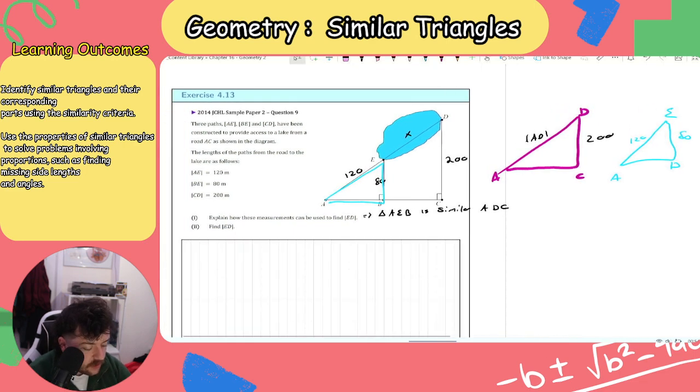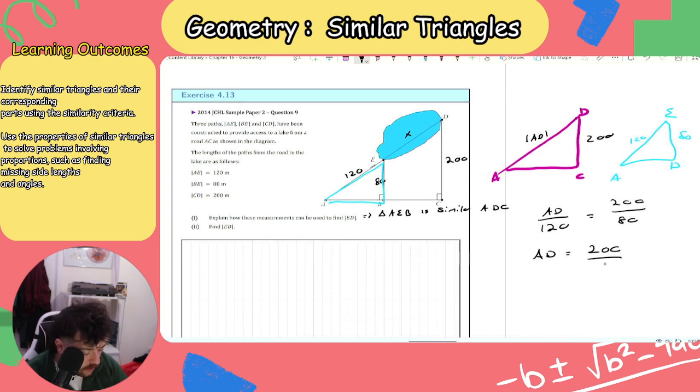So let's use my similar triangles now, because if I know what my entire length A to D is, I can then just subtract 120 and find the length of ED here. So I know for a fact AD divided by 120 is going to be equal to 200 divided by 80. So this side divided by that side. Again, multiply both sides by 120. AD is equal to 200 divided by 80 multiplied by 120. I'm going to get AD is equal to 300 meters.